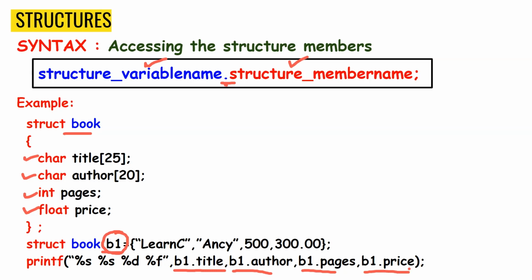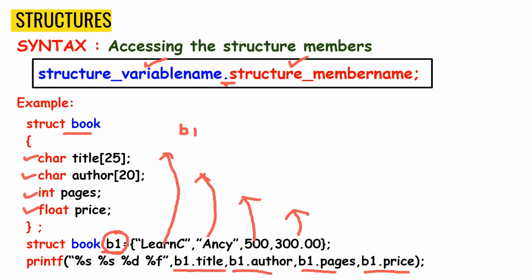So we already know that when we declare a structure variable B1, memory will be allocated for each structure member. So when the initialization is done, you will initialize these values to the corresponding location, one-to-one. So title will be assigned as learn C, author will be assigned and C, pages will be assigned 500, price will be assigned 300.